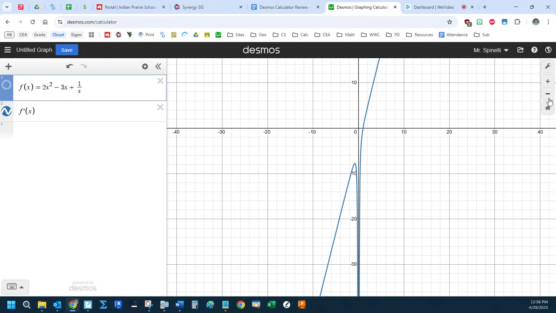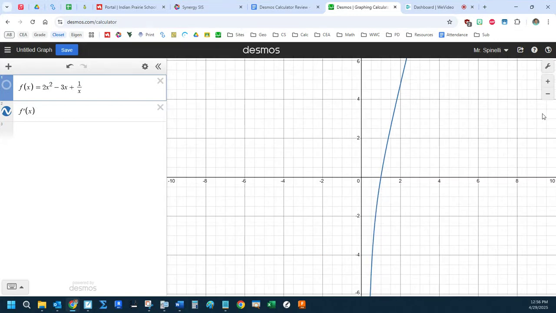Another thing to know about Desmos, if I click this home button, it takes me back to that default zoom from x going from -10 to 10 and y going from -6 to 6. This is a lot like hitting zoom 6 on your TI calculators, TI-84 and such.